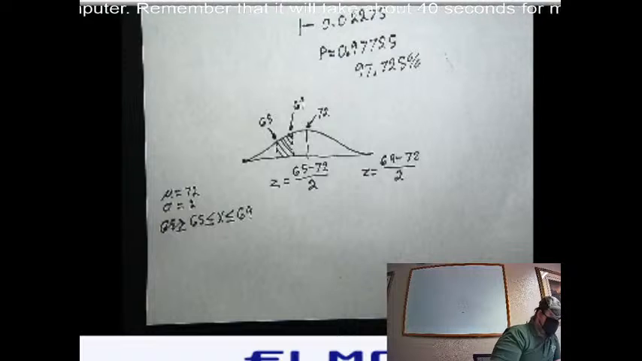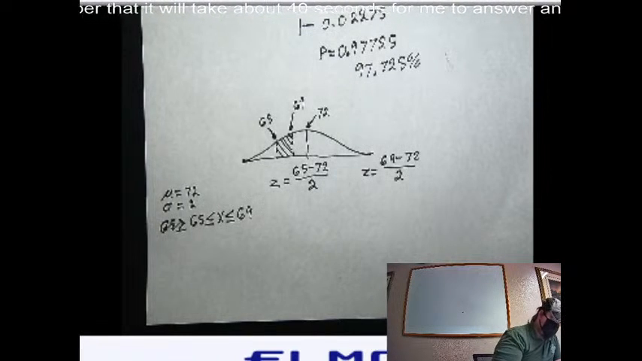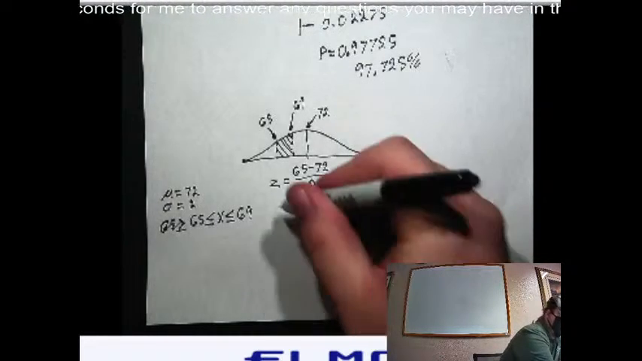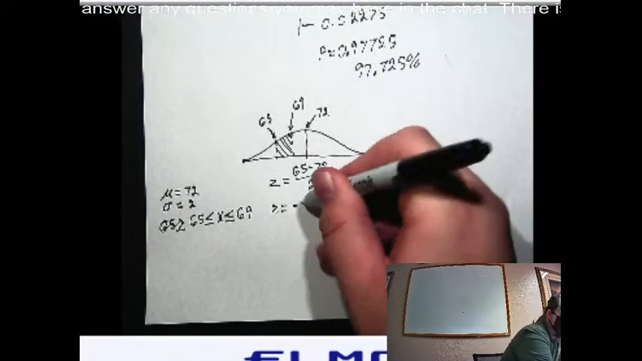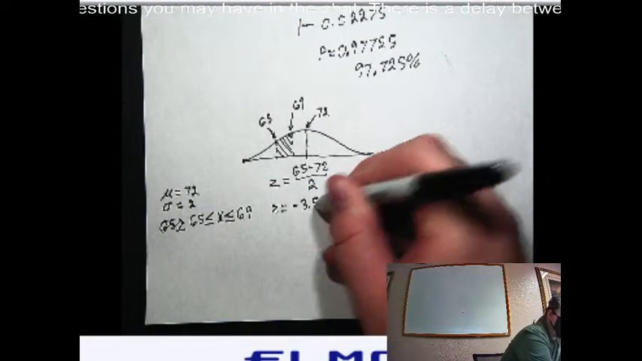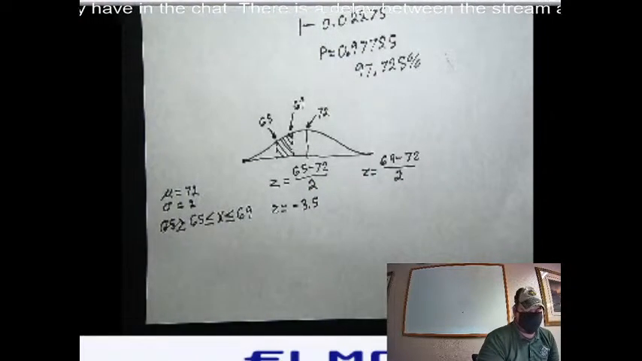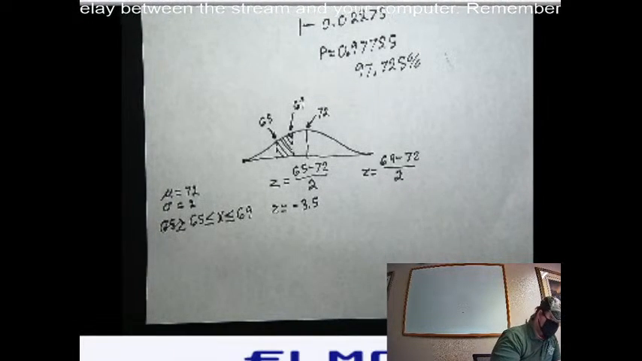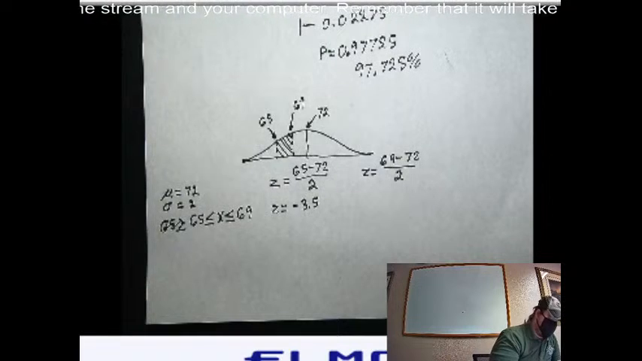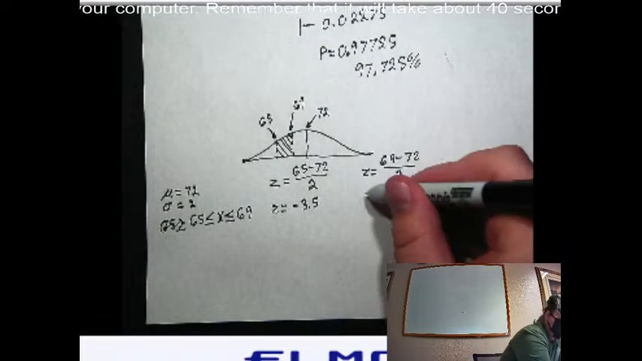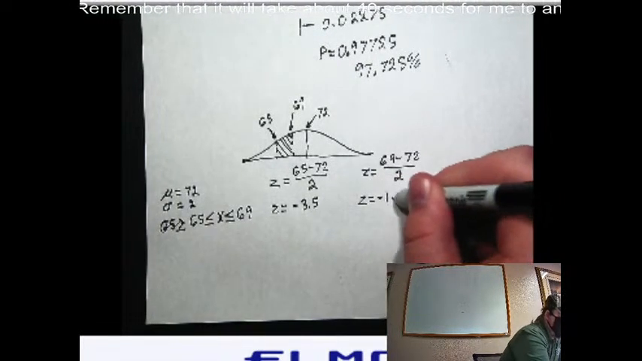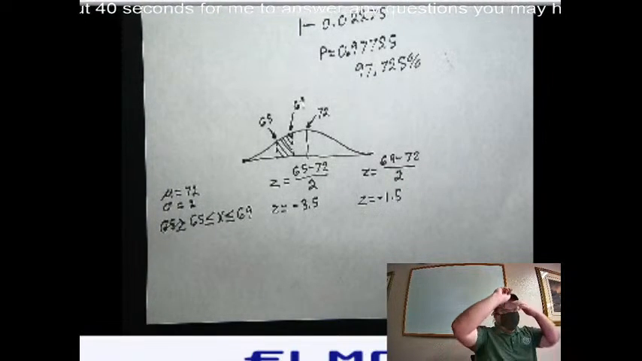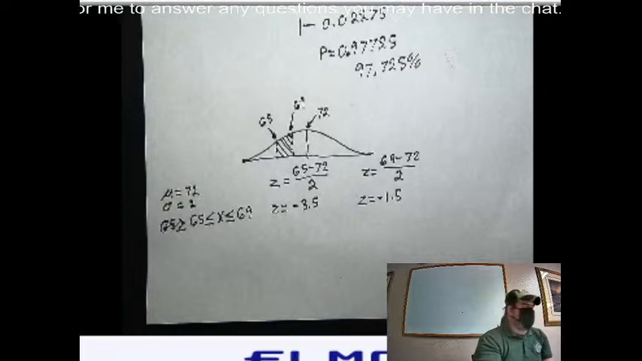First of all, 65 minus 72, and then divide by 2 gives us negative 3.5. Okay, and then the other one, 69 minus 72 divided by 2 is negative 1.5. So there's our two z-scores.